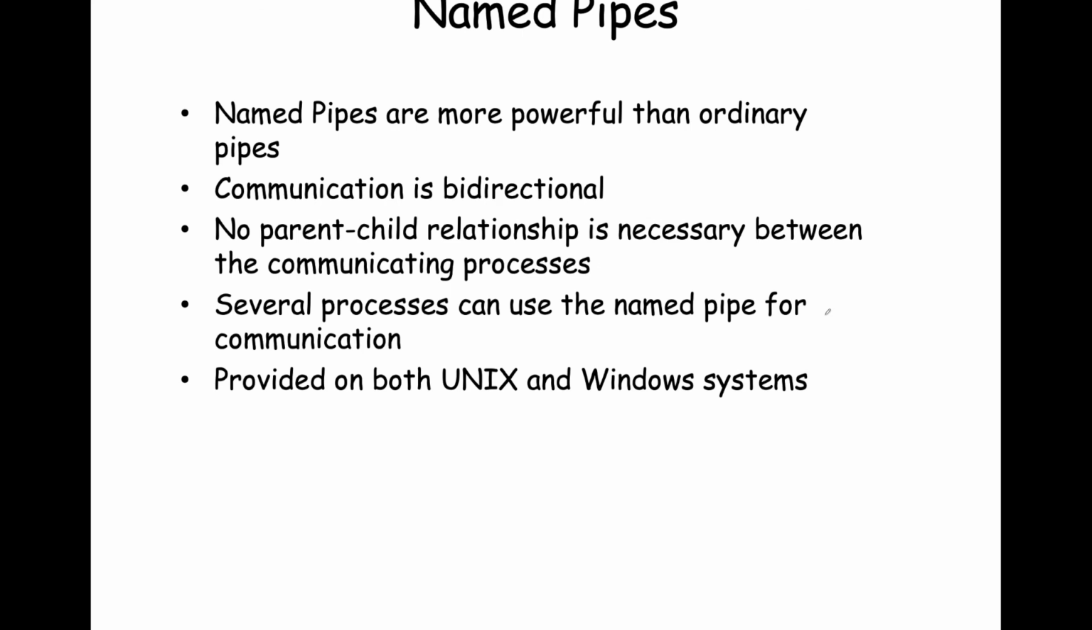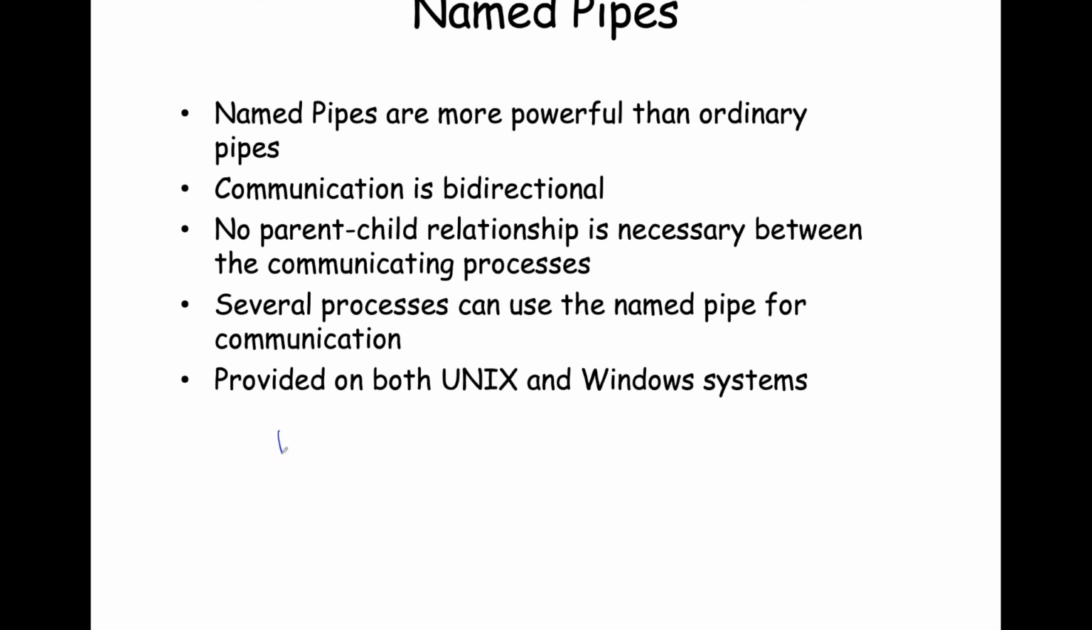So communication on a named pipe is bidirectional, but because of this name and this mediation of this named pipe channel or data structure through the operating system kernel, no parent-child relationship is necessary between the processes that want to communicate. Moreover, it's not just two processes that can communicate. You can have several processes that can use the same named pipe to communicate.